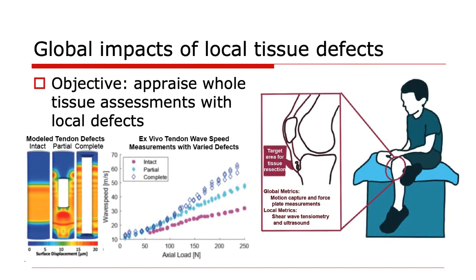Something else that I mentioned was looking at the global impacts of tissue defects. So with that, we're maybe thinking about surgical cases where we would have something like a tissue resection to deal with, in this case, Osgood-Schlatter's disease. And so what we can do is combine computational models, so looking at a finite element model here on the left, to anticipate what we think might happen when we're placing these shear wave devices on a tendon and actually looking at tissue behavior.